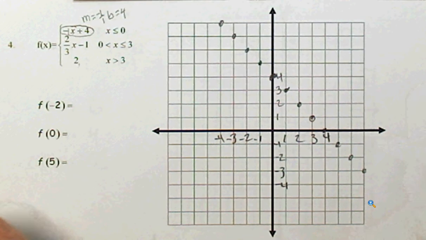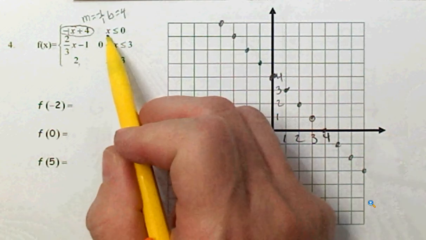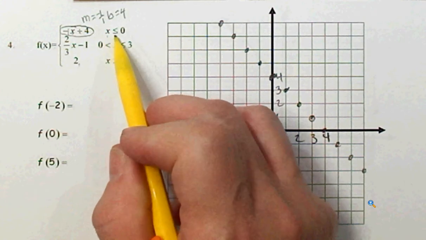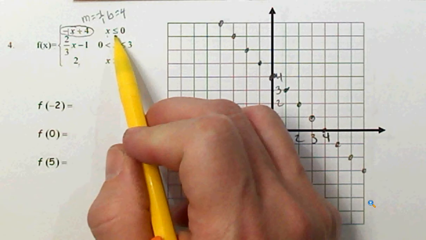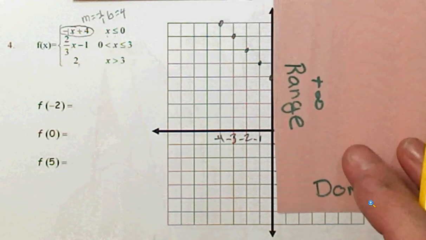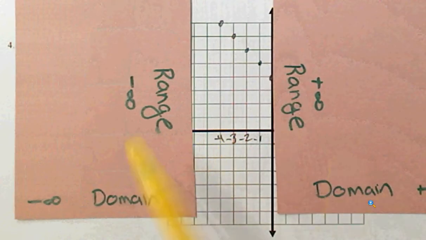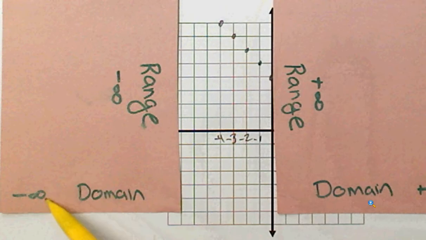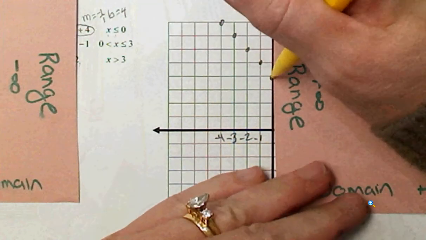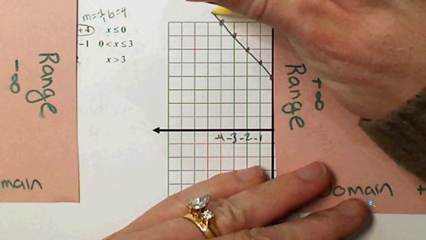Now remember, we don't connect this because we have to see where it exists. It exists for all x's that are less than or equal to 0. X is less than or equal to 0. So I could put this card here, but this one I don't really place because it's going forever. It's going to -infinity. So I connect what I see here and put an arrow so that it continues to go.